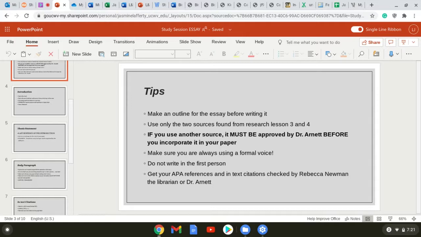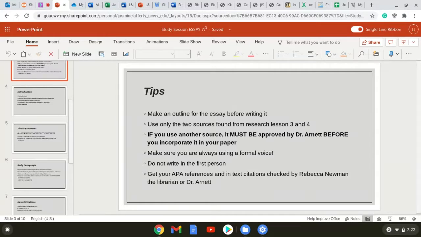Okay, so my last tip is to get your APA references and in-text citations checked by Rebecca Newman, the librarian, or by Dr. Arnett. Rebecca Newman eats, sleeps, breathes citations. That is, I'm sure she does more than that, but that is her main job on campus, question mark. I'm not sure what all she does as a resource librarian, but she is a wonderful human being, a wonderful person to get your citations checked.